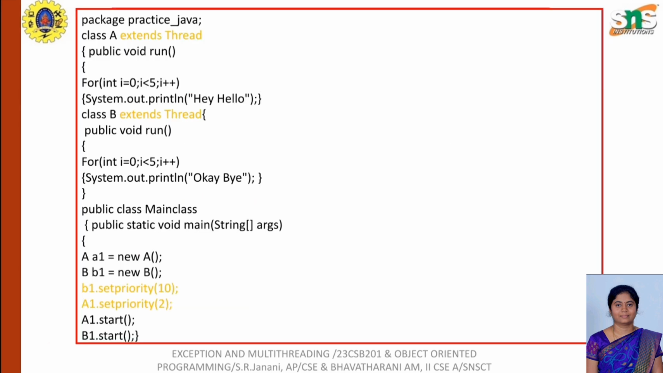Okay, then. So for example, a program in package practice Java. Two classes as usual, class A and class B, are created. Class A extends Thread and class B extends Thread. Here a for loop is given and "hey hello" is printed, as well as in class B's for loop, "okay bye" is printed. Here comes the main function. In the main function, an A object is created and a B object is created. First, for B1 we are giving the set priority. So B1 will be executed first and A1 will be executed next. The start function is mandatory as well. This is the example program.